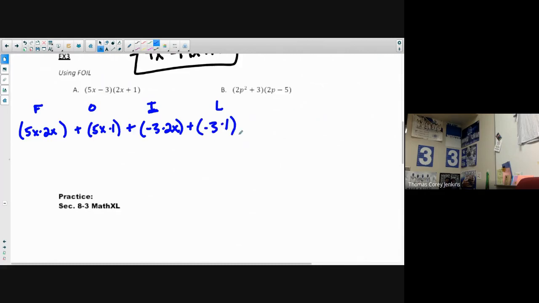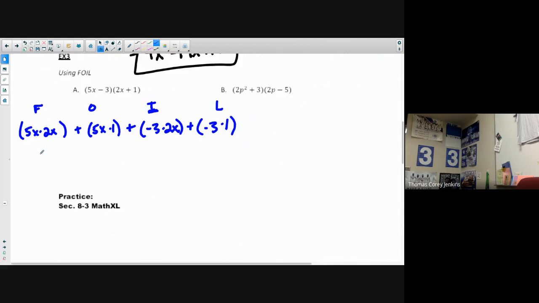Now, if you think about what we're actually doing here, all we did is distribute the 5x and then distribute the -3, okay? So really, this is just a different way to remember to distribute both terms. But if FOIL helps you to remember that, then think about it that way. I really don't care, okay?